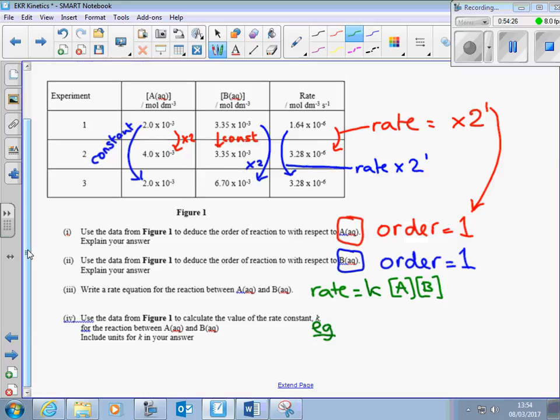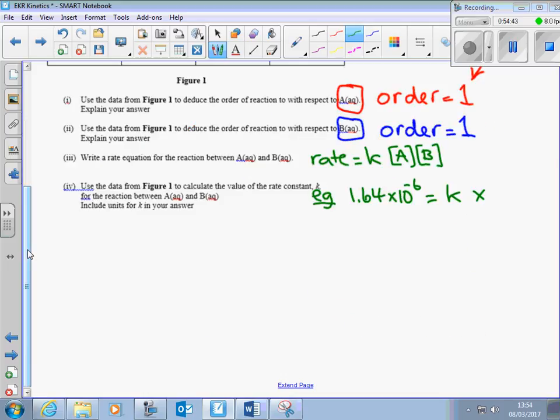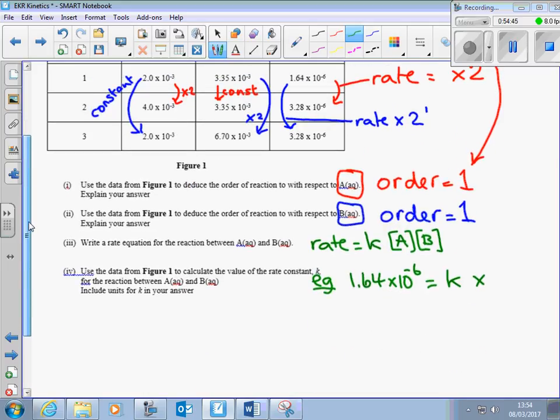The rate in the first row is 1.64 times 10 to the minus 6. I haven't got room to write this out properly, have I? Equals k times, I'll have to do it just underneath, concentration of A times concentration of B, and those are literally what we've got in those two squares. So we've got 2 times 10 to the minus 3 times 3.35 times 10 to the minus 3.